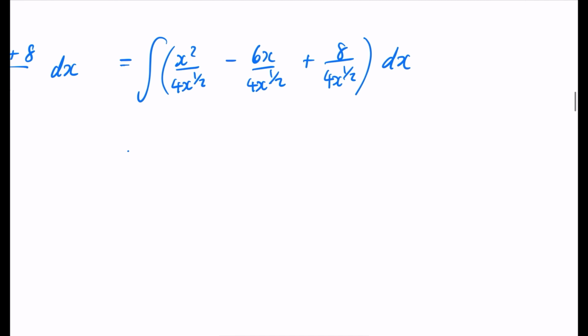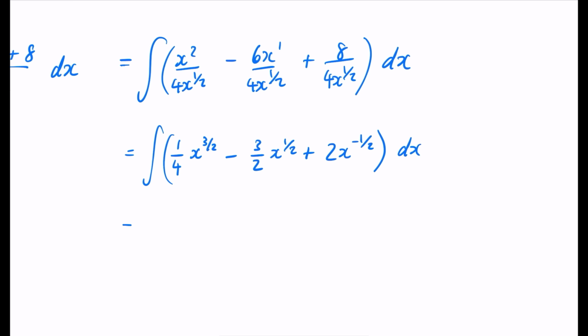So just a little bit of simplification. The 4 is in the denominator, so there's a quarter. x squared and x to the half will leave me with x to the 3 over 2. 6 over 4, that's 3 over 2, and this is x to the power of 1, isn't it? So it's going to be x to the power of a half. 8 over 4 is 2, and that x is in the denominator, so it's going to have a negative power, and that's dx. So let's just do some basic integration here.